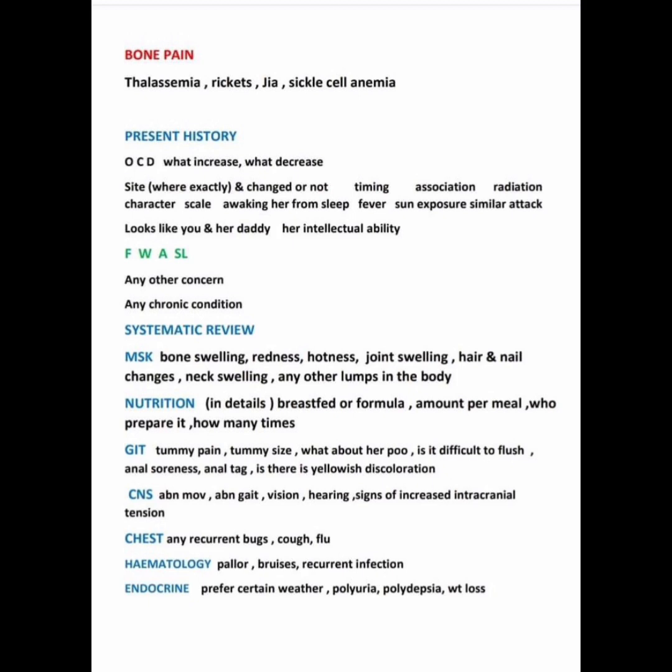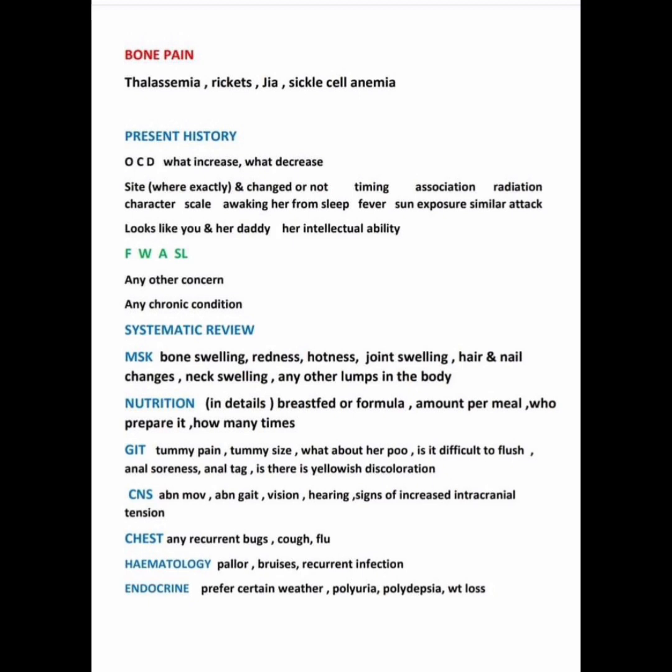associated with fever, sun exposure, similar attack. We know that during sun exposure the rash appears on the cheek, that is SLE. Now, looks like you and her daddy, her intellectual ability, to check the dysmorphism, whether she is a syndromic child or not.